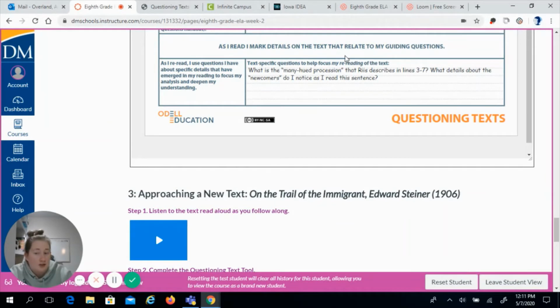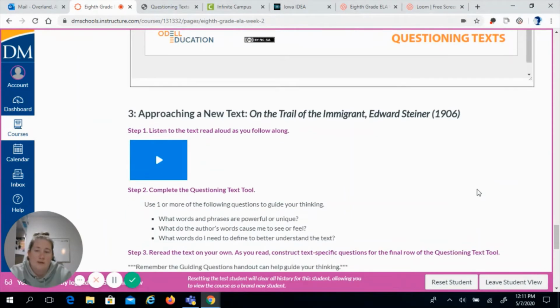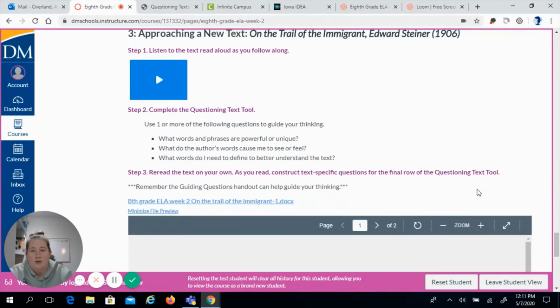Now that you've kind of gotten to know this handout, you're going to use it down in step 3. So the way they put these in 3 steps, you need to know that step 2 needs to be completed before you do step 1. So it says, use one or more of the following questions to help guide your thinking. What words and phrases are powerful or unique? What do the author's words cause me to see or feel? And what words do I need to define or better understand the text? So you're going to focus in on one of these.